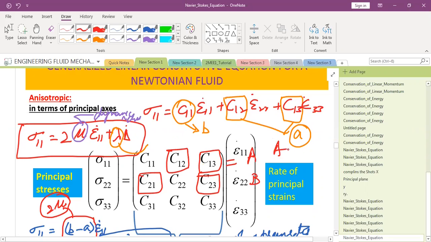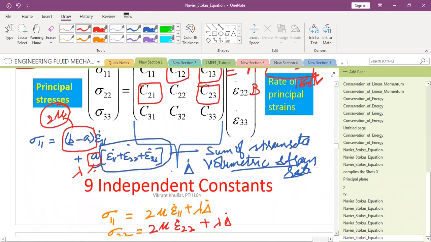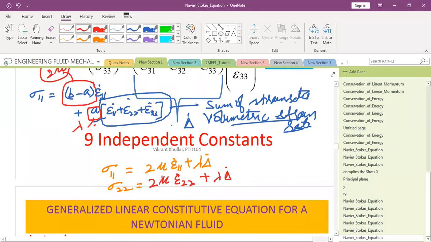Then is A equal to B or not? Yes sir, because it is isotropic. So that's why we don't have lambda 1, lambda 2 or mu 1, mu 2. We have single values of these coefficients. Likewise, sigma 33 is equal to 2 mu E33 dot plus lambda delta dot.